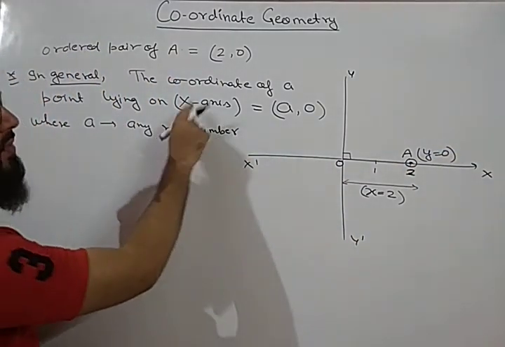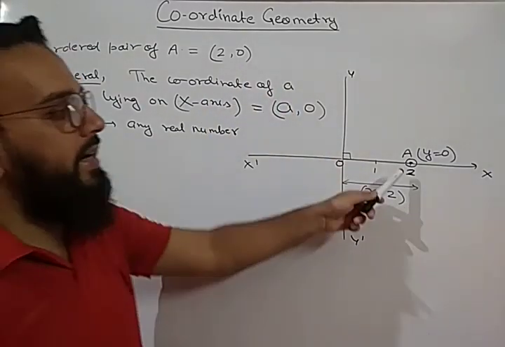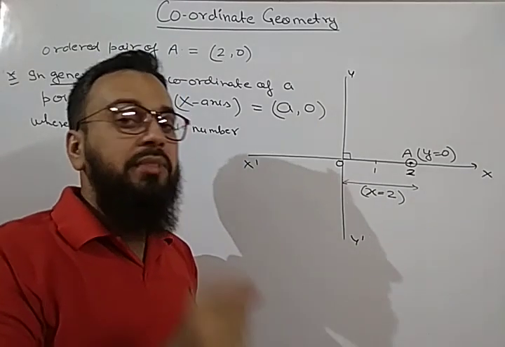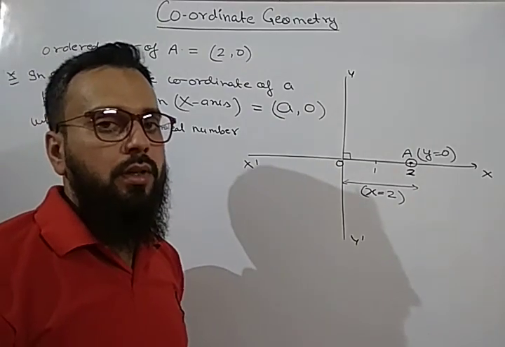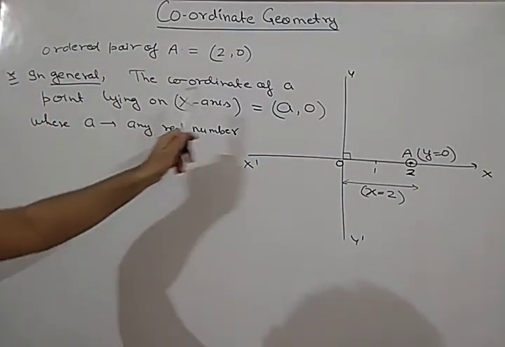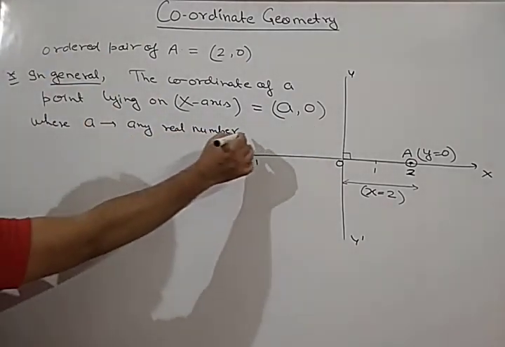It will always be of the form (a, 0), because the distance of a point lying on the x-axis from the x-axis will be 0. So the y-coordinate will always be 0. Clear? So remember this thing. In general, the coordinate of a point which is lying on the x-axis is of the form (a, 0), where a is any real number.